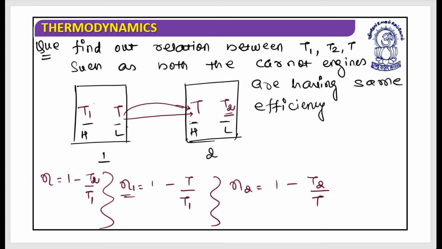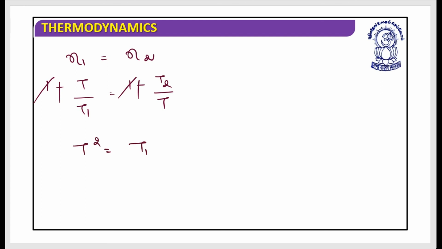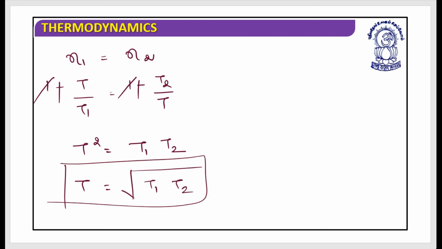So this is the first efficiency, this is the second efficiency, and N1 equals N2. So 1 minus T by T1 is equal to 1 minus T2 by T. So this has gone, this has gone, this has gone, this has gone. So T squared is equal to T1 into T2, or I should say T is equal to root of T1 T2. If I arrange this, then these two engines will have the same efficiency. I hope this is clear.